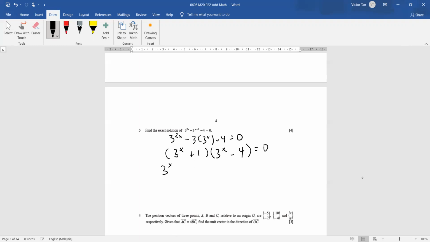3 to the power x is not equal to negative 1. Exponential can never be negative 1. So for 4, x equals log 4 over log 3. Let's use the calculator. Log 4 divided by log 3, 1.26.